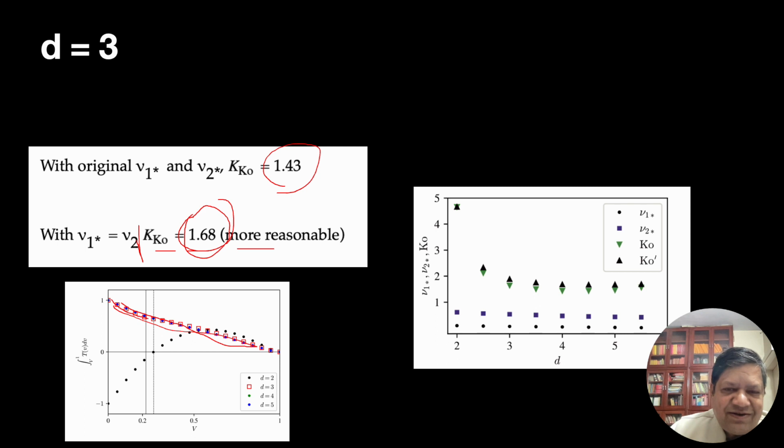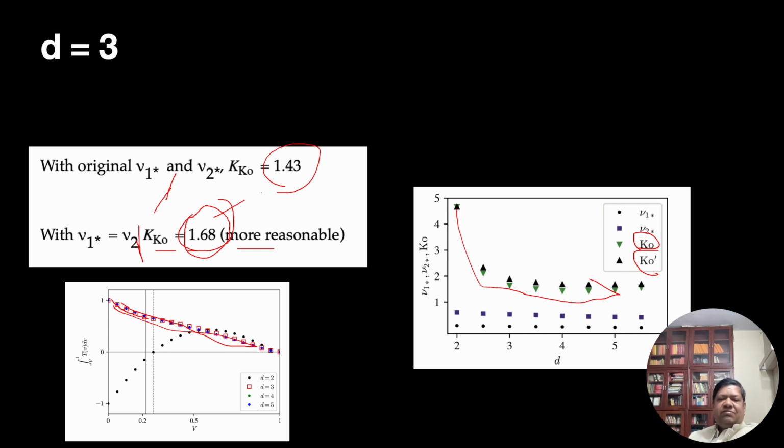Well, I'm sorry, not here. This is the Kolmogorov constant. Here, two of them. One is with the constant, both were equal. Another one is with original D1 and U2 star. In any case, these two procedures are slightly different, but the numbers are not too different. So the Kolmogorov constant for D equal to 3 is quite okay.